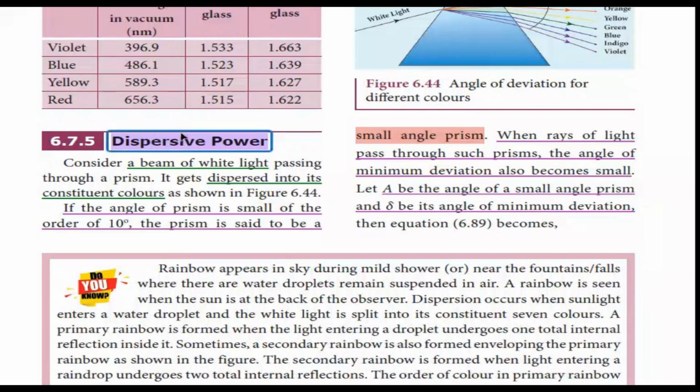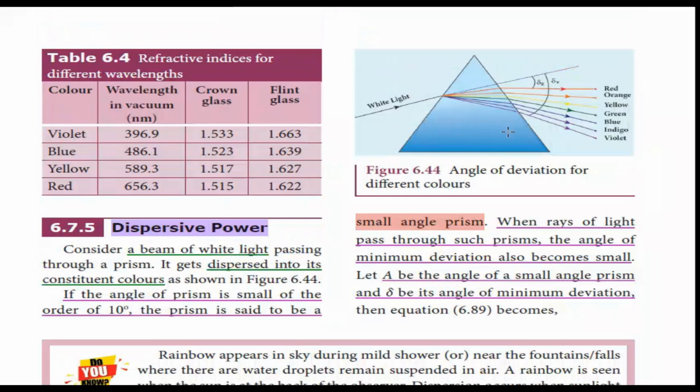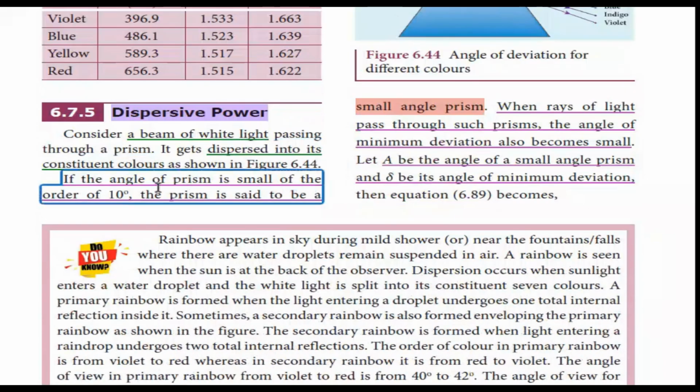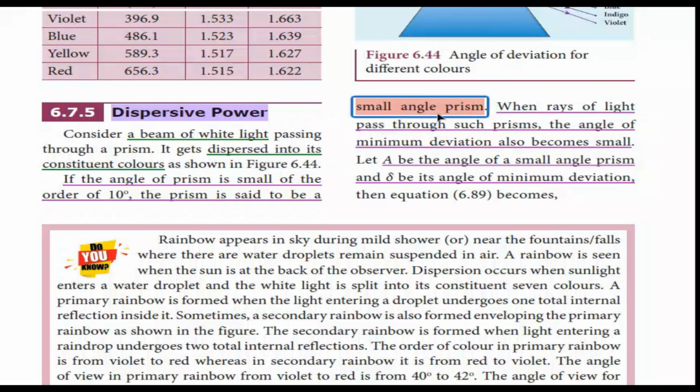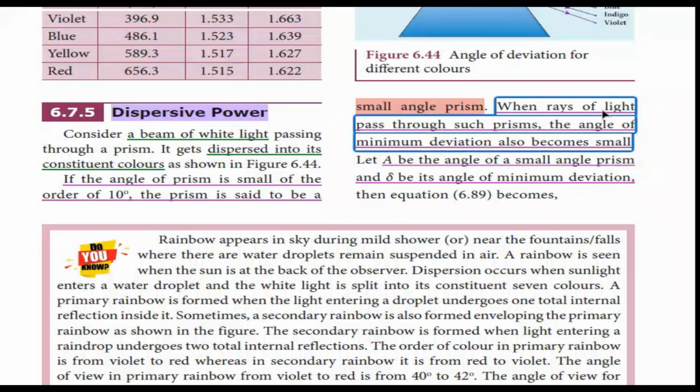Now we will study the dispersive power. For this, let us consider a beam of white light passing through a prism, and it gets dispersed into its constituent colors as shown in this diagram. If the angle of the prism is small, of the order of only 10 degrees, the prism is said to be a small angle prism. When the rays of light pass through such prisms, the angle of minimum deviation also becomes very small.